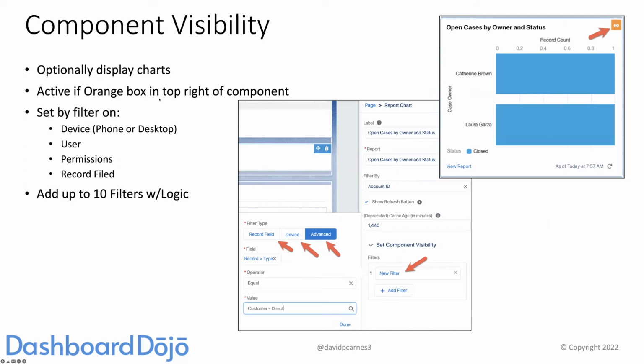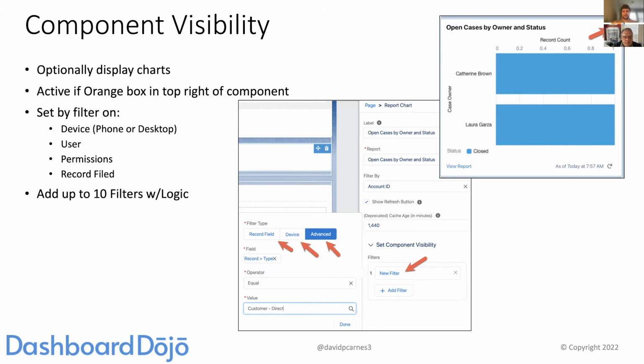So component visibility is probably one of the best features with this. We talked about it a little bit before, of showing this to some users, but not all users. The default is when you add a report chart or a dashboard to a page layout, everybody who sees that page layout would see that component. But we do have some nice options to set a filter by the device type, if it's a phone or the desktop, by the user, only show this if it's Bob, by the permissions, show this if it's the sales operations director profile.